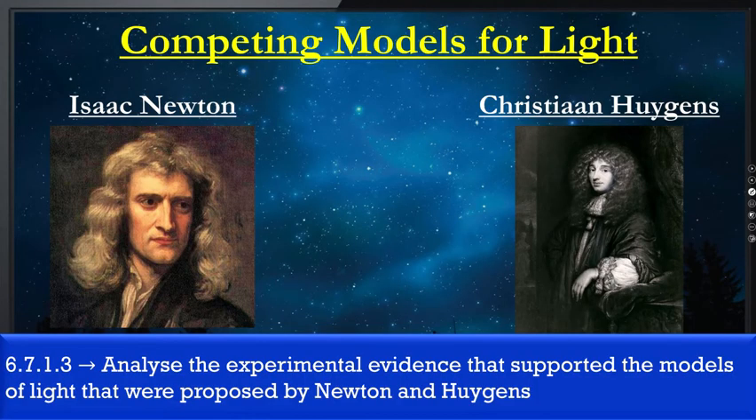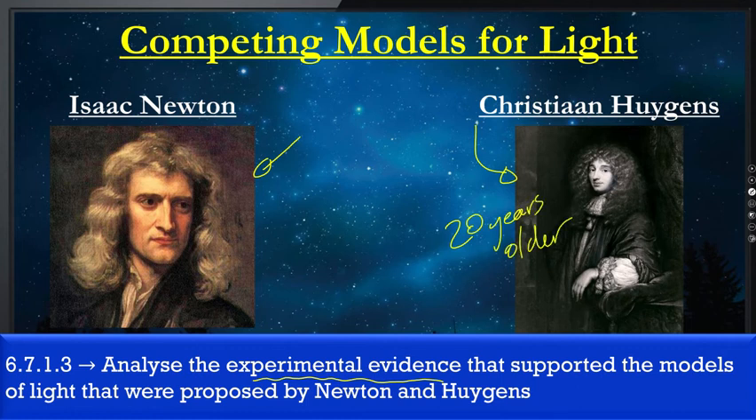So the question we're looking at here is what experimental evidence supported the model of Newton, and what supported Christian Huygens. Now Huygens, to give you a bit of historical context, is about 20 years older than Isaac Newton. But Newton was a lot more well known, with a much bigger reputation because of his work with gravity. So, much more well known, the senior priority here.